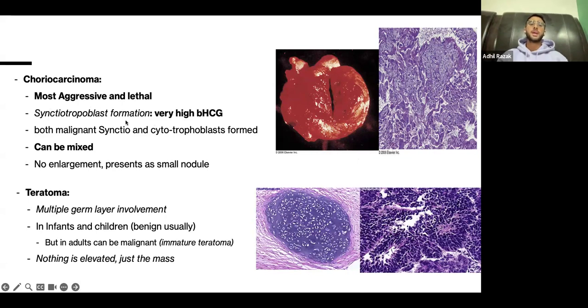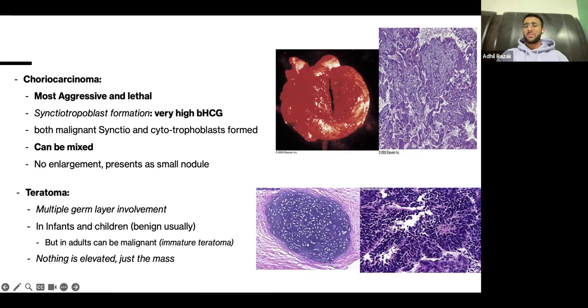It's syncytiotrophoblast formation and also cytotrophoblast formation. Do you remember these words? I don't know, but syncytiotrophoblasts and cytotrophoblasts are pretty much embryonic tissue, and they secrete beta HCG a lot. So this has very high beta HCG levels. And the tissue itself, it could be mixed. It could have what you expect to see, syncytio and cytotrophoblasts both. I mean, the presentation could be all over the place. That's what it means, because it's more of an embryonal tumor and it's aggressive and lethal.